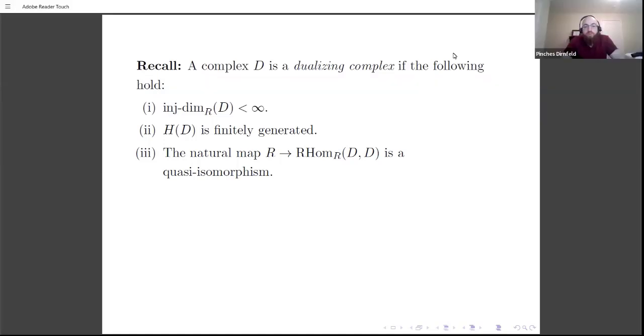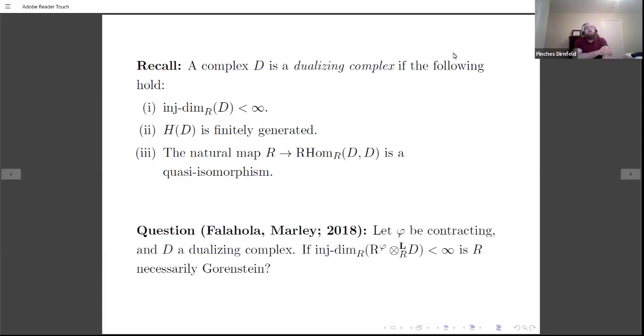So a dualizing complex has finite injective dimension, finitely generated homology, and the natural map R to R Hom DD is a quasi-isomorphism. So then Foxby and Marley posed a question. Instead of looking at the tensor product, what if we look at the derived tensor product?